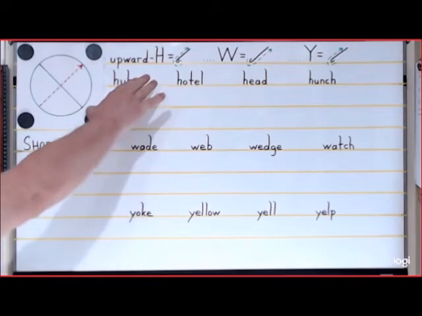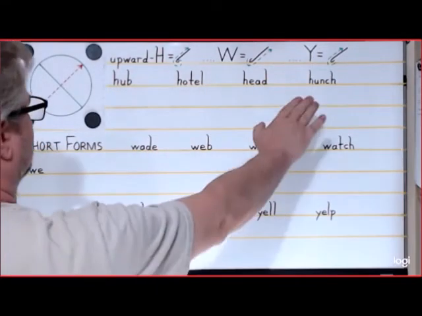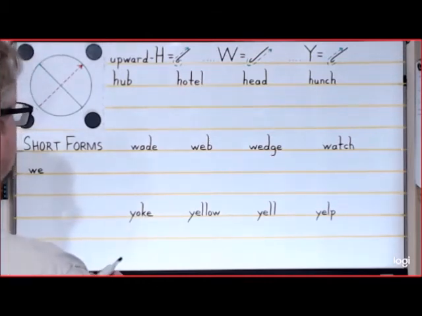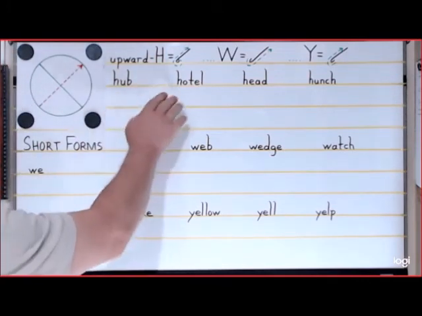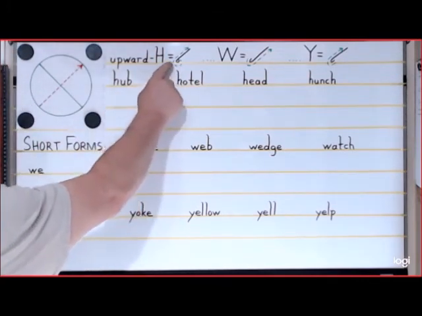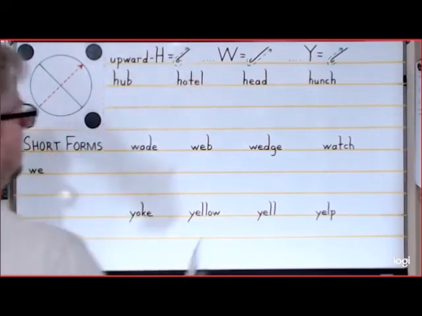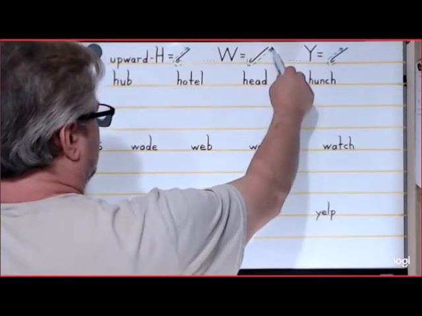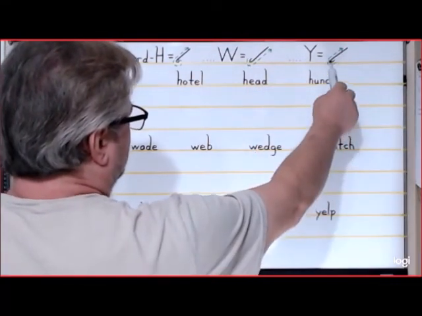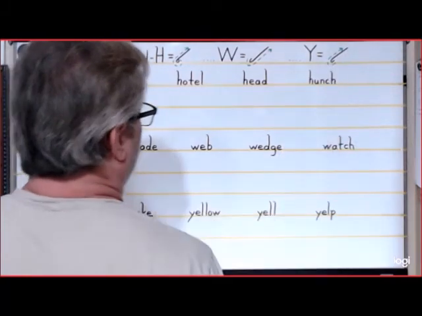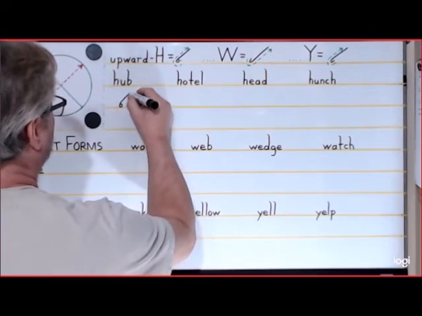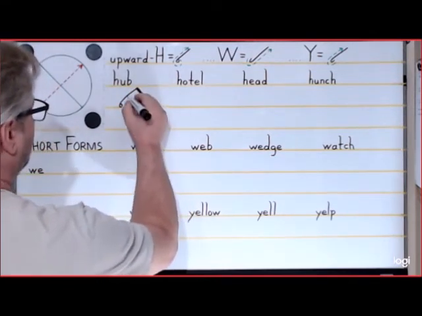The upward H, the W, and the Y all use this upward 45-degree angle, but with differences in the beginning. So for the upward H, a circle is used in the upward stroke. The W uses a hook on top of the stroke and then going upward. The Y uses a hook underneath the stroke. But for the word hub, it is H and then B with a light dash.